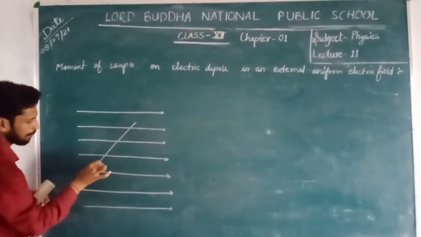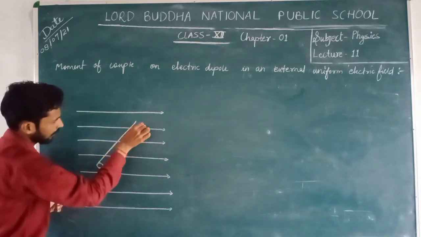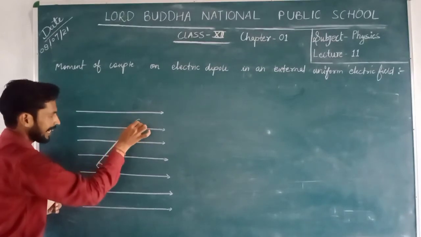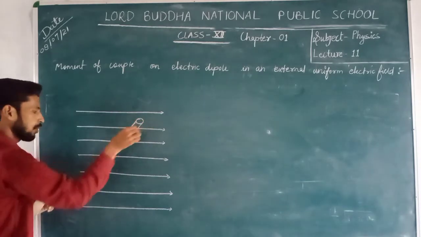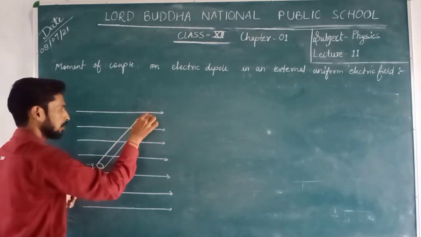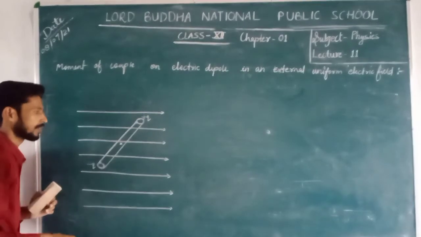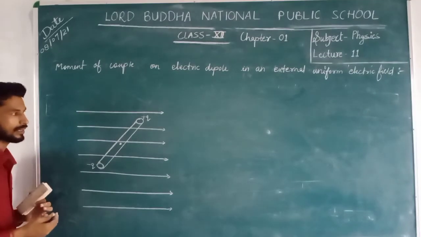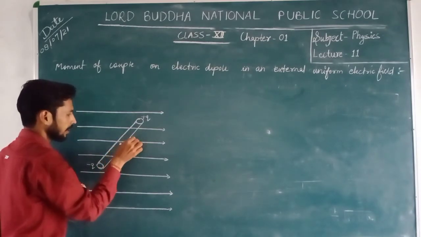Suppose this is the electric dipole which is placed in this uniform external electric field at an angle of theta with the direction of electric field. This is the electric dipole. In this corner there is the negative, and on the other side there is the positive charge. This is the midpoint of the electric dipole, which makes an angle of theta with the direction of intensity of electric field. Now we are taking that this is the angle theta.